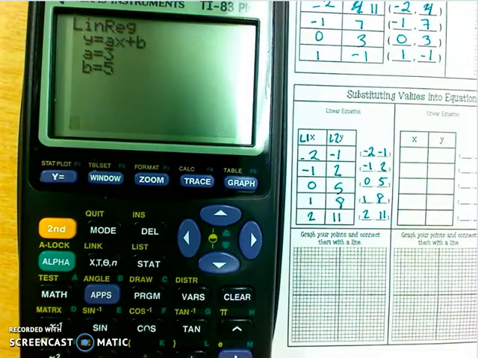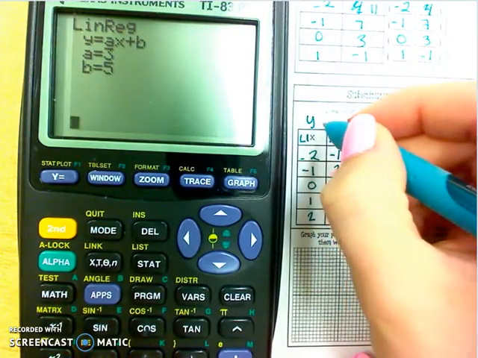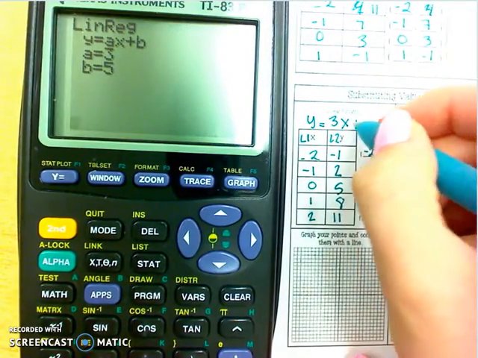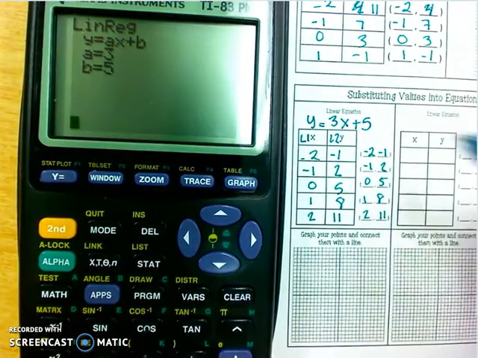And now I have a y equals mx plus b. It has the a, but we know that that 3 to substitute for that a is our slope. So you're just going to rewrite it as y equals not ax, but 3x, not plus b, but plus 5. That is the equation of the line of this table.